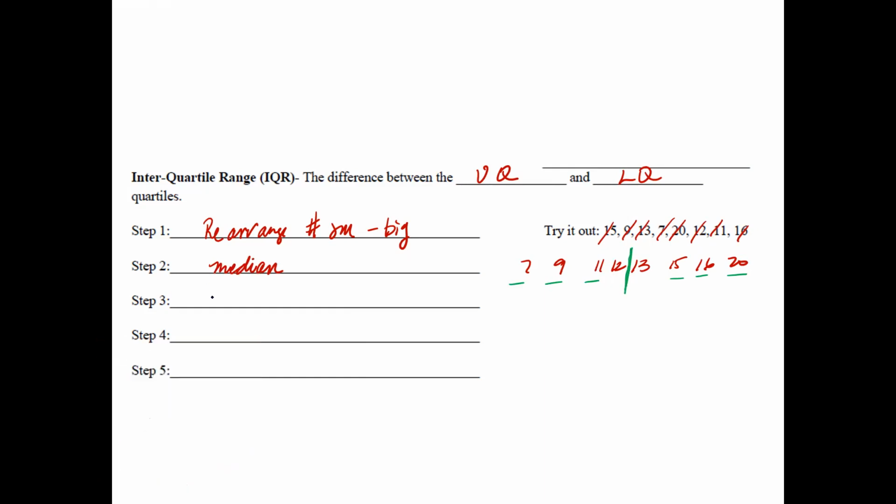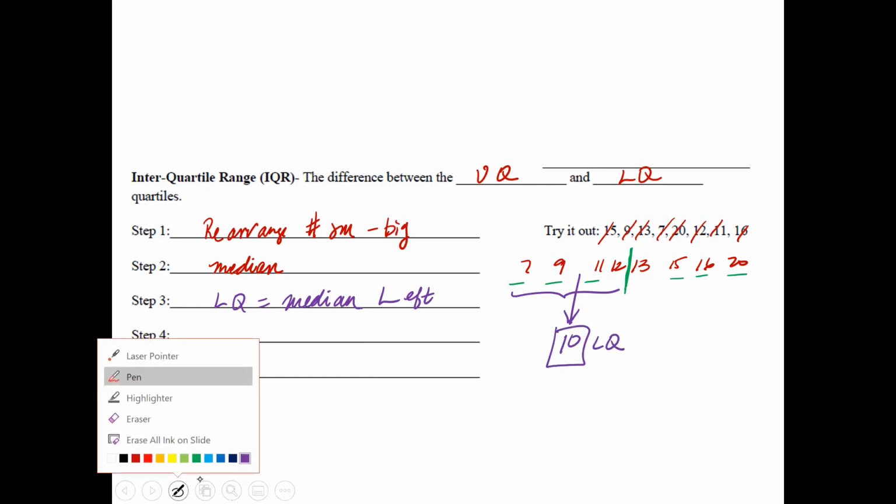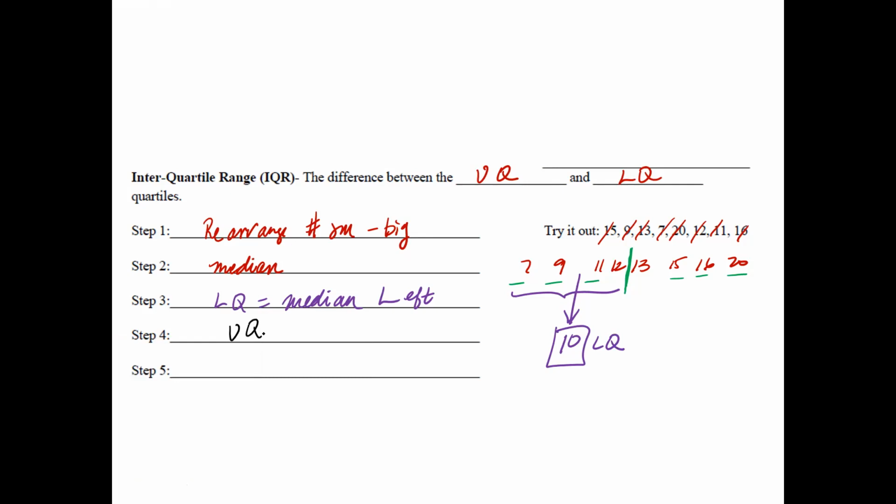Next, you're going to find the lower quartile, which is the median on the left side. So between these numbers, what is your middle number? The median is going to be 10. That's your lower quartile. Then find the upper quartile, which is your median on the right, and that's going to be 15.5.